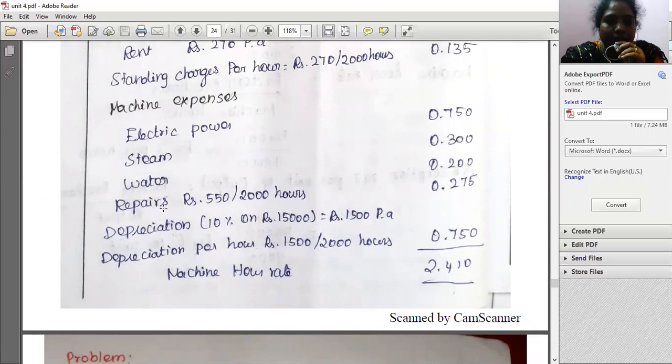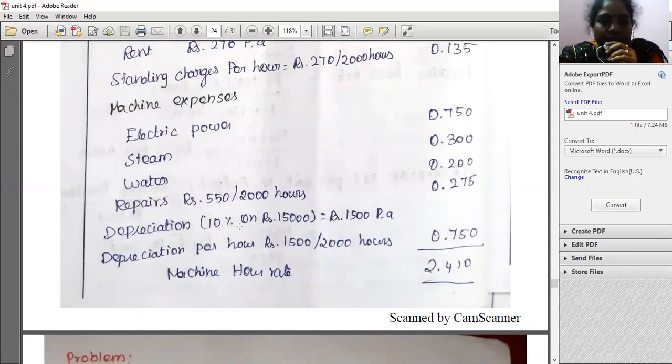And next, repairs. The yearly value is 550, which is divided by 2000 hours. The data is given per annum, so we have to divide it by the total hours of the year, that is 2000 hours in this problem, and convert it into an hourly rate.